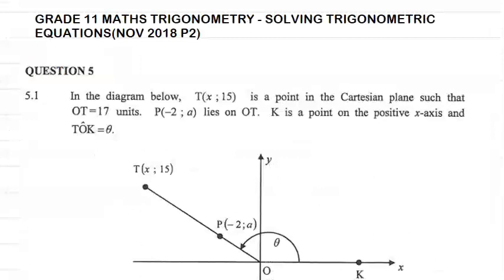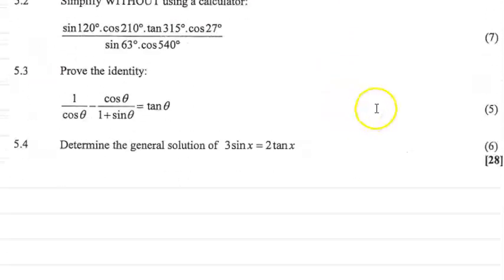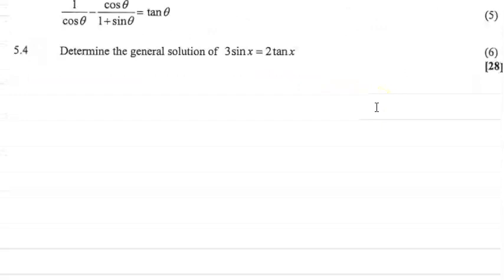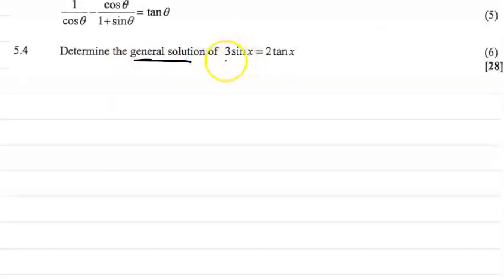From the November 2018 paper 2, we are looking at question 5.4, where it says determine the general solution of 3 sin x equals 2 tan x. If you've watched the videos or went over identities in school, you'll know that whenever you see tan x, you need to change it to sin x over cos x, because tan x is equal to sin x over cos x. So when we're solving equations, we need to do the same thing.